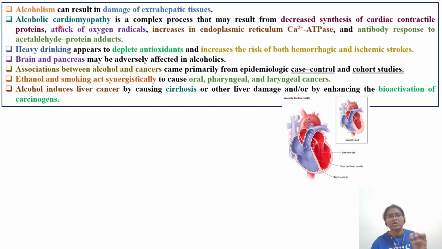Alcoholic cardiomyopathy. So alcohol has adverse effects on the heart, and it is called cardiomyopathy. What are the diagnostic features we'll see here? It is a complex process that may result from decreased synthesis of cardiac contractile protein. The heart, in order to contract, continuously needs calcium. Various mechanisms will be involved. The synthesis of the contractile proteins, actin, myosin and so on, will be decreased, along with attack by oxygen radicals because of the oxidative stress.